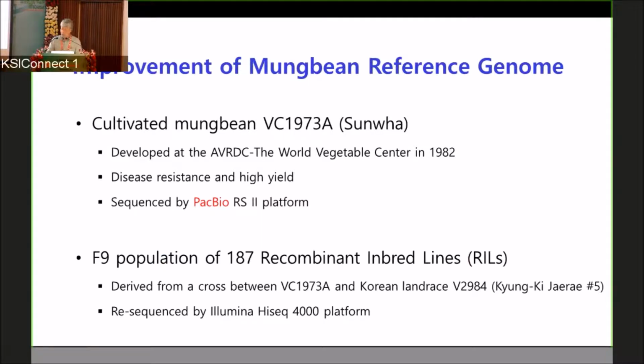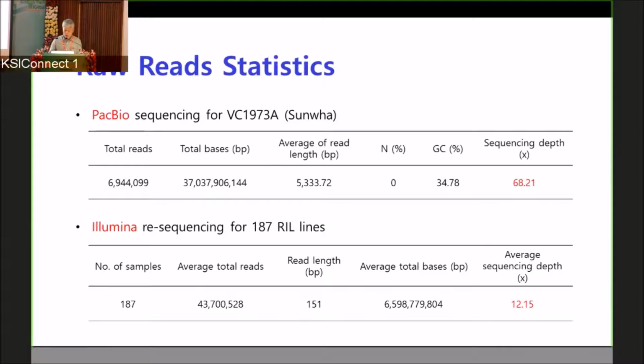And all these lines were resequenced by Illumina HiSeq 4000 platforms. And let me introduce just briefly the read statistics. Using PacBio sequencing system, about 7 million reads were produced. This is about 68 times sequencing depth. And also, the 187 recombinant inbred lines were resequenced using Illumina HiSeq. Each line has about 12 times sequencing depth to construct a genetic map.